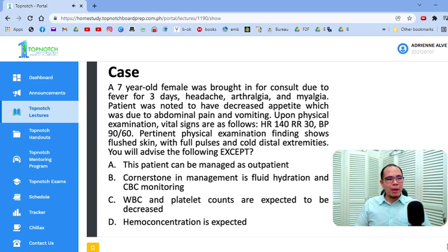So, in dengue, the cornerstone is fluid management and monitoring of your CBCs. That's true, yes, that's true, okay? So, it's a viral disease, it's self-limiting. The problem is you have to monitor because some cases of dengue would have complications such as hemoconcentration and thrombocytopenia. That's why you have to monitor the CBC. Okay, WBC and platelet counts are expected to be decreased. Yes, that is typical in dengue.